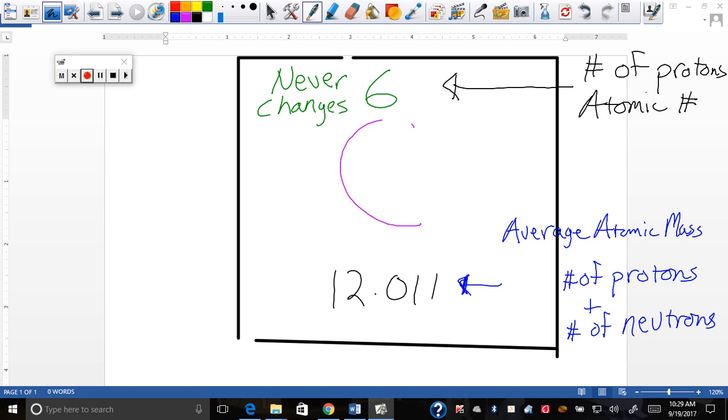If you round this number, what would it round to? 12. So when you round the number, that's called the mass number. Most often, you guys are going to use the mass number in your calculations.